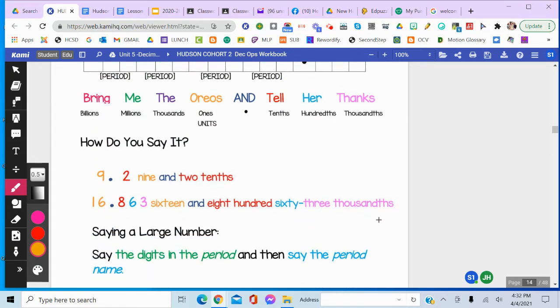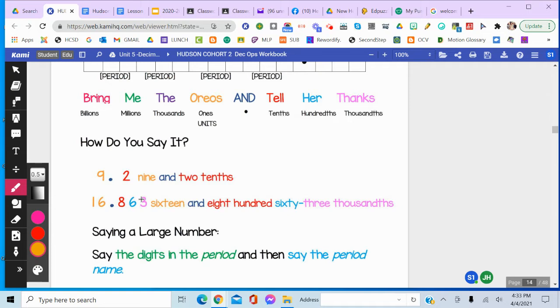It is really important, and I know that sometimes I joke with you about this in class, that you know how to say a decimal the correct way, not "9 point 2" or "16 point 863." That is not the correct mathematical way to say a decimal. So remember that you say the number to the left of the decimal point, then the decimal point is "and," and then you say the number to the right. So 9 and 2 tenths, 16 and 863 thousandths.